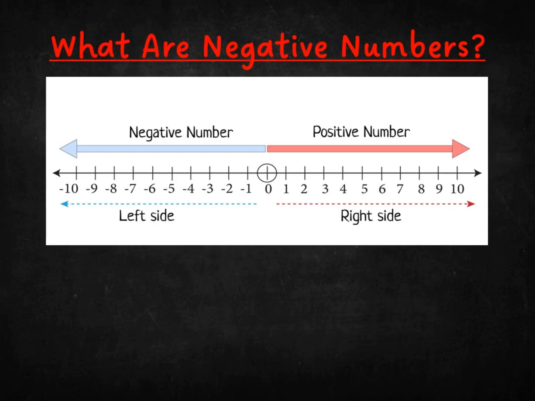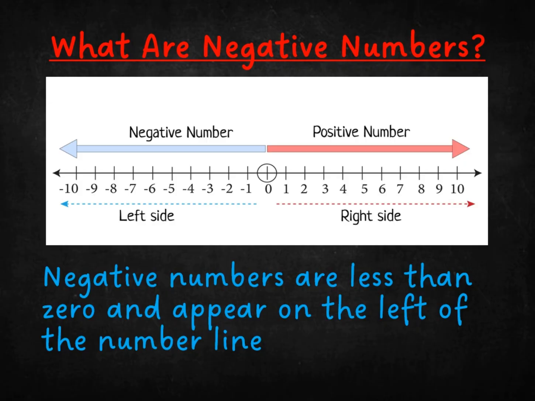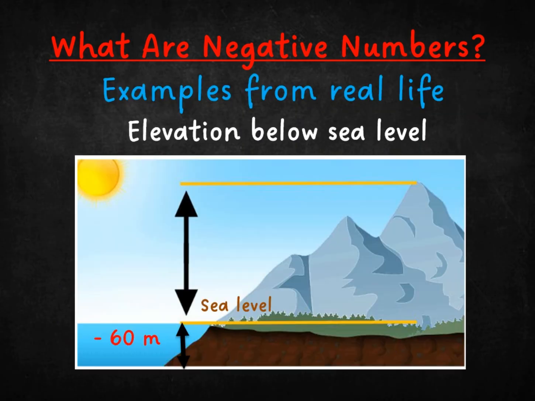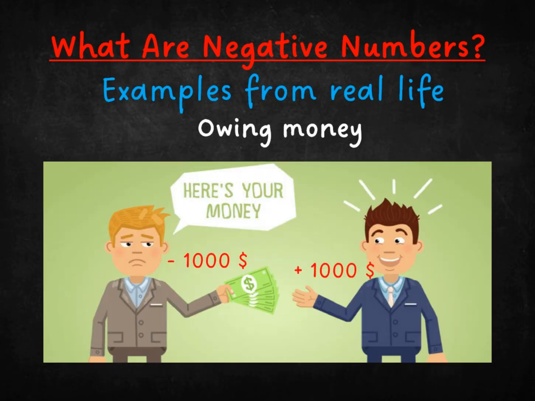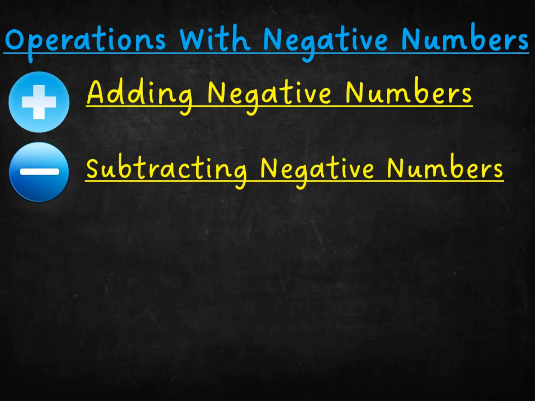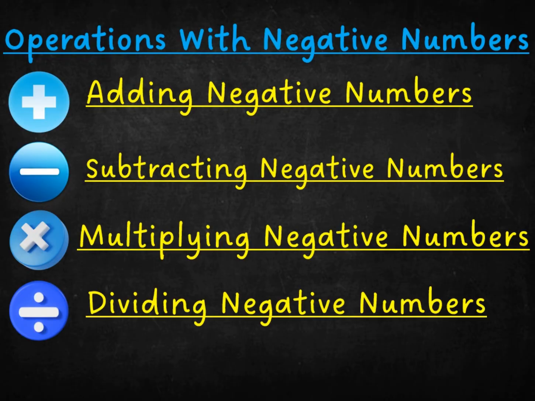What are negative numbers? Negative numbers are less than 0 and appear on the left of the number line. Let's see examples from real life. Temperatures below 0. Elevation below sea level. Owing money. How we can do operations with negative numbers. Adding, subtracting, multiplying, and dividing.